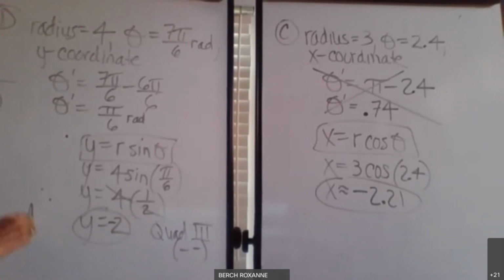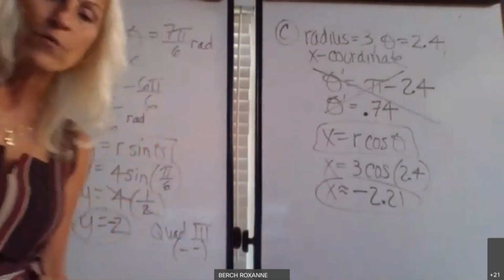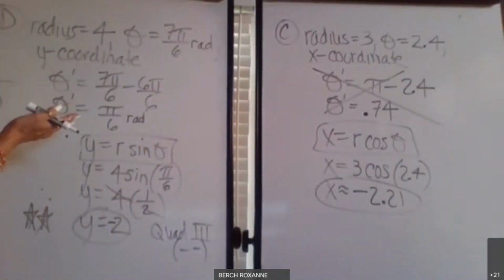So you might want to put a star by this one to make sure you don't mess up on the negatives. Now, when we use a calculator, you don't have to worry about that. But when we're doing things by hand, if we're ever evaluating the reference angle, you have to put yourself in the right quadrant of the terminal side of the actual angle.